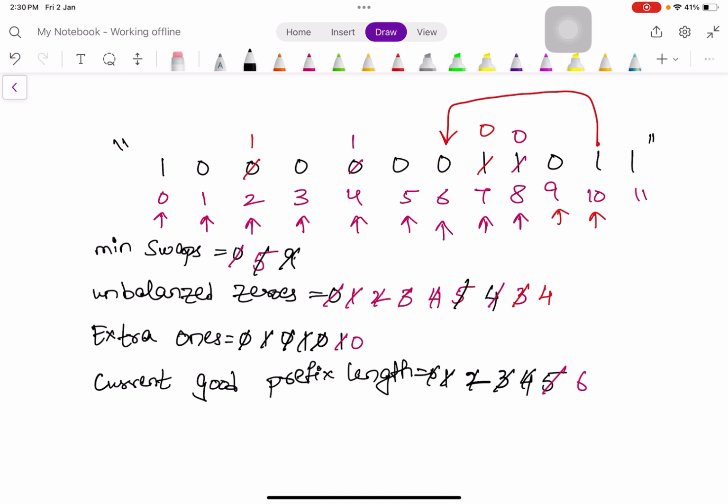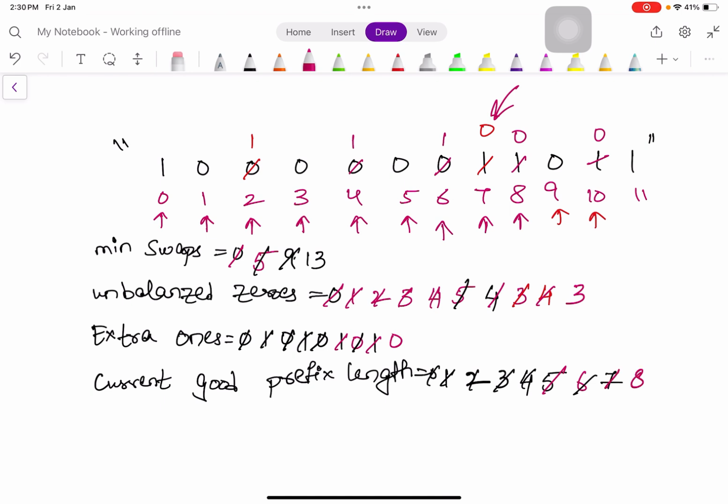After performing 4 swaps, minimum swaps becomes 13. Number of extra ones becomes 1. Good prefix length becomes 7. Now, the 1 that we have swapped will actually balance an unbalanced 0, right? This 0 over here will get balanced out. It means the number of unbalanced zeros becomes 3. Extra ones will not be there, it becomes 0. Prefix length will get incremented to 8.